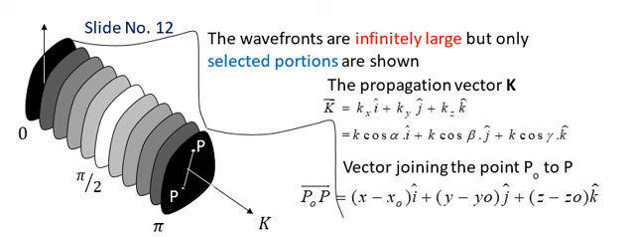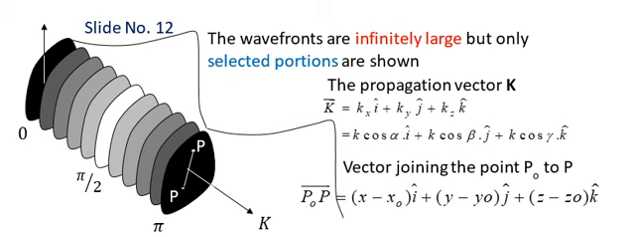Now the wavefronts are infinitely large, but only selected portions are shown. The propagation vector k can be written as k equal to kx into unit vector i plus ky into unit vector j plus kz into unit vector k. And writing kx, ky and kz in terms of the vector k, we have k cos alpha into unit vector i plus k cos beta into unit vector j plus k cos gamma into unit vector k. And alpha, beta and gamma are the angles which the propagation vector k makes with the x-axis, y-axis and z-axis of the coordinate axes.